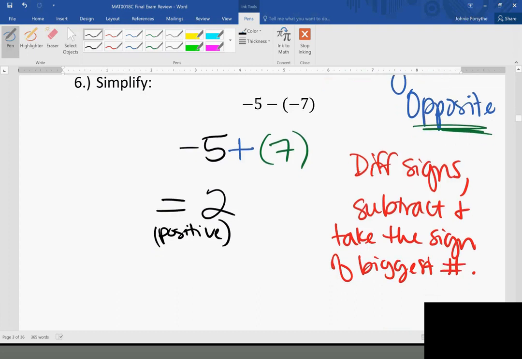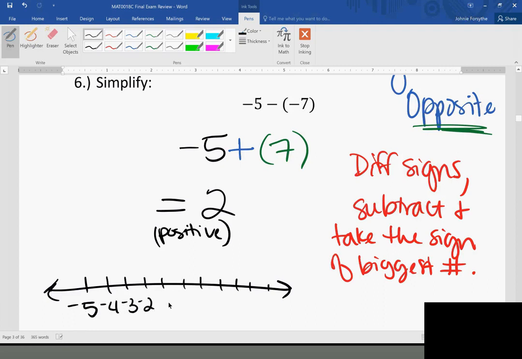I can also show you on a number line. So let's say we have a number line here. I'm going to plot negative 5. So this would be negative 4, negative 3, negative 2. So negative 5. Here's negative 5 right here. And then plus 7. So negative 5 plus 7. So let's go 7 to the right. 1, 2, 3, 4, 5, 6, 7. And there we are at positive 2. Okay?